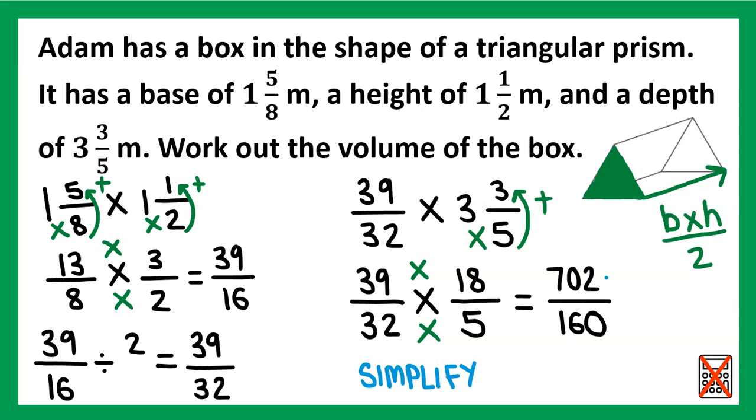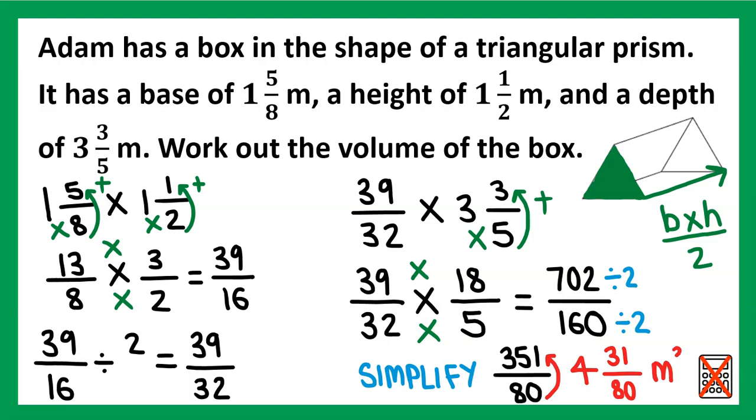This can be simplified as both of these numbers have a highest common factor of 2, 351 over 80, and simplifying further by writing as a mixed number, 80 goes into 351 a total of 4 times, and leaving a remainder of 31. So the answer is 4 and 31 over 80 meters cubed.